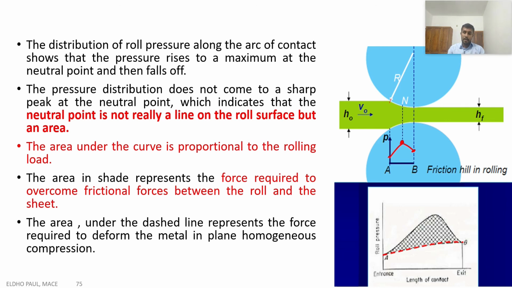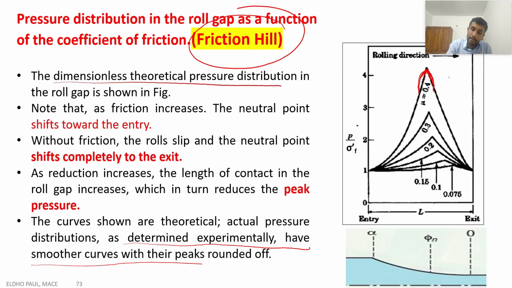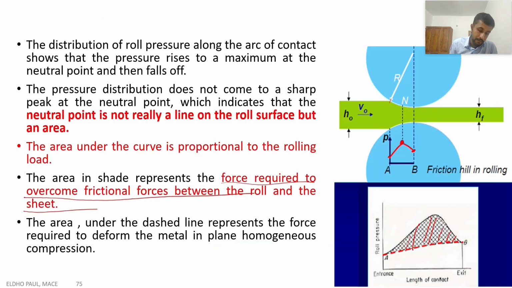And in this distribution, the area under this pressure distribution is actually the force required to overcome the frictional force between the roll and the sheet. So in this case, when the coefficient of friction is reduced, then the area under the curve also is reduced, then the amount of force or energy required to overcome the friction can be reduced. So the area under the shaded region is the amount of force required to overcome the friction force.